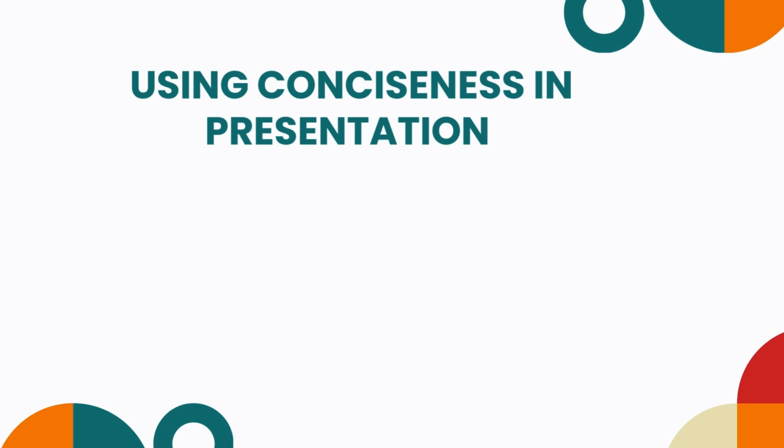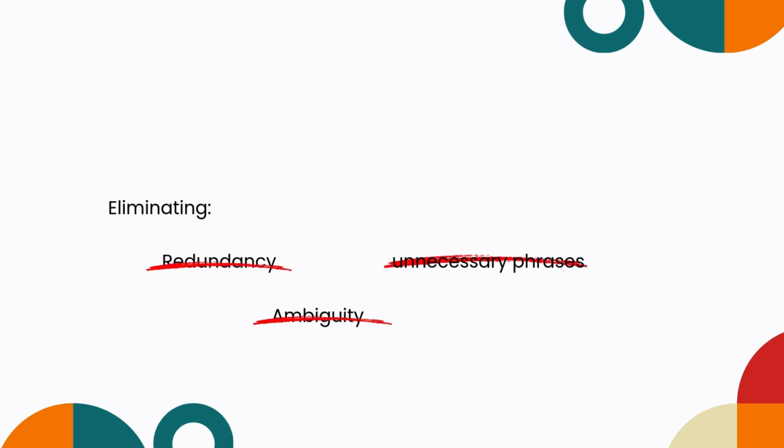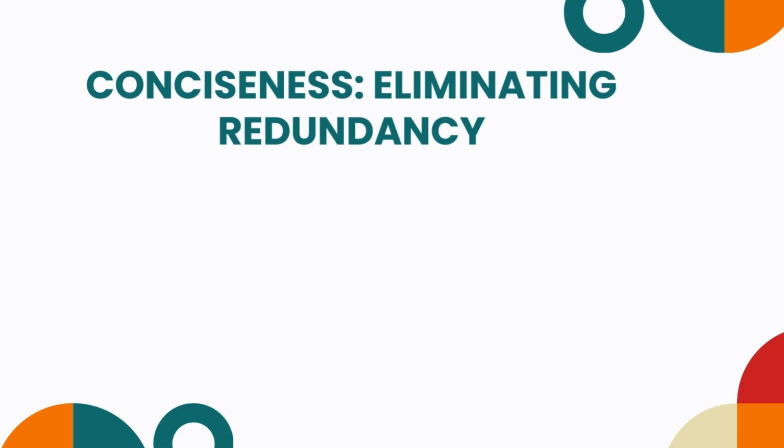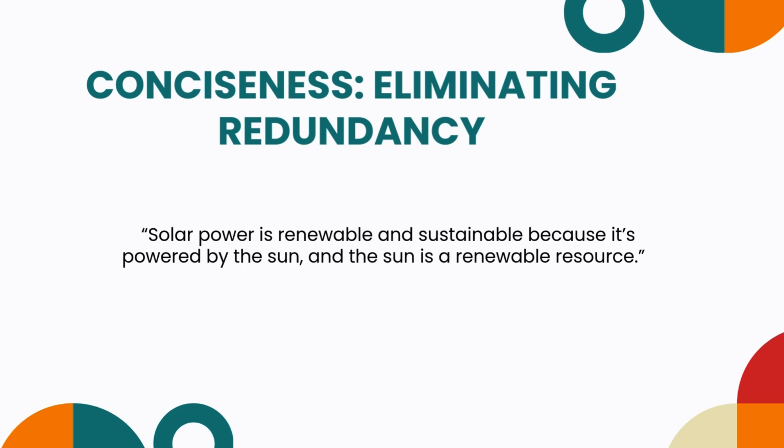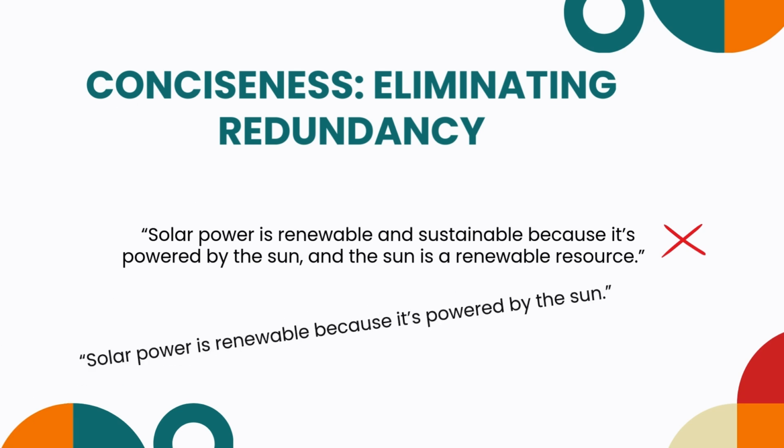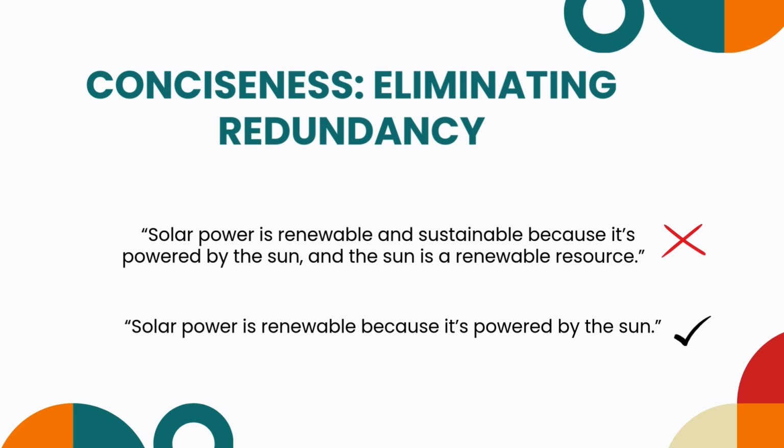In a presentation, it is essential to get to the point quickly and clearly. This means eliminating redundancy, ambiguity, and unnecessary phrases. First, eliminating redundancy. Ali should avoid saying the same thing more than once. For example, instead of saying "solar power is renewable and sustainable because it's powered by the sun, and the sun is a renewable resource," he can simply say "solar power is renewable because it's powered by the sun."